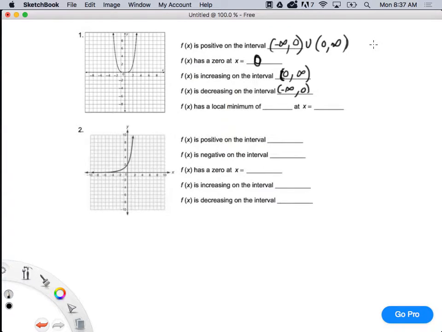Sorry, it should be excluded, because at 0 it's not increasing or decreasing. It's just flat. Right? Thanks, sir. And it has a local minimum of 0 at x equals 0. Here's my minimum point. Okay? Sorry, it's a parentheses. Questions?